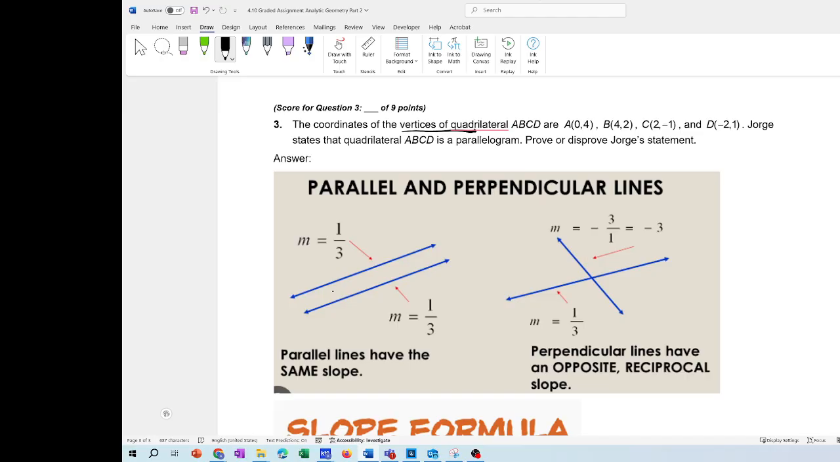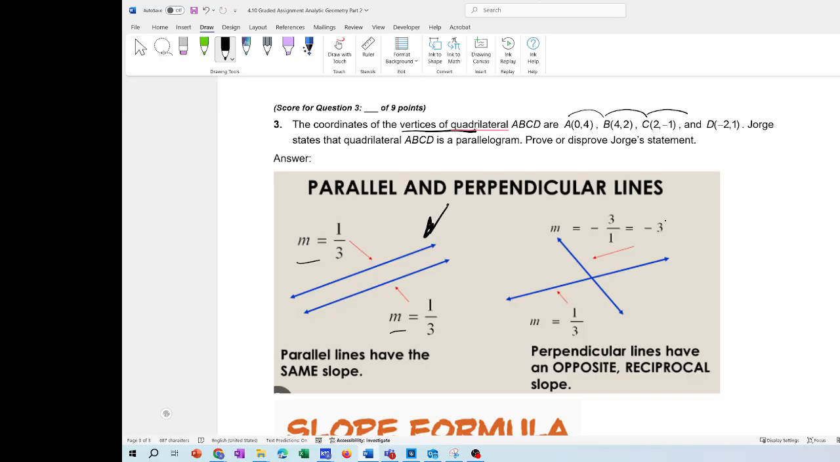So parallel lines, they're never going to cross, as you can see here, right? They're never going to intersect. And we're going to find the slopes of the 4 sides. Okay? So we're going to calculate the slopes for AB, BC, CD, and AD. So if they give you the same slopes of the opposite sides, that means that they're parallel.